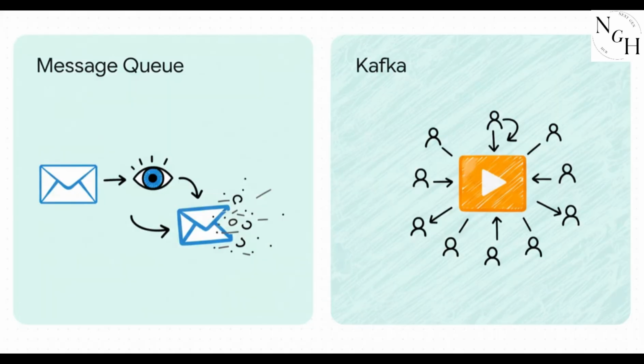Honestly, the best way to think about the difference is this. A traditional message queue is like postal mail. Once you open the letter and read it, it's gone. That's it. Kafka, on the other hand, is like a YouTube video. You can watch it, but the video doesn't disappear. Your friends can watch it, you can come back and rewatch it tomorrow. The data is still there.